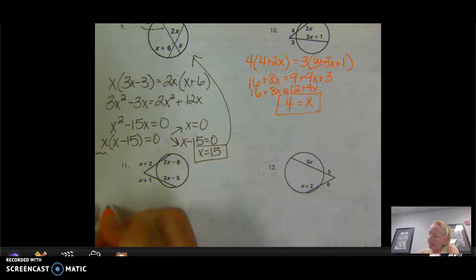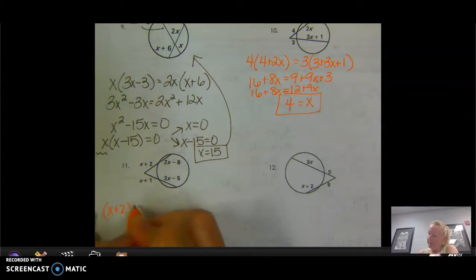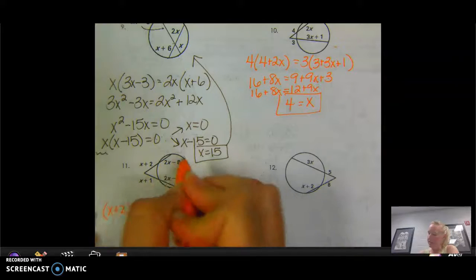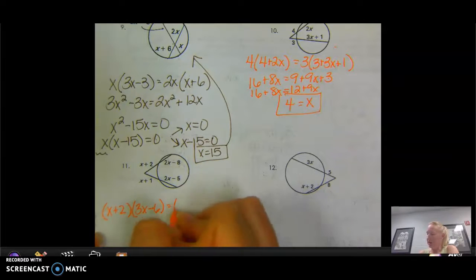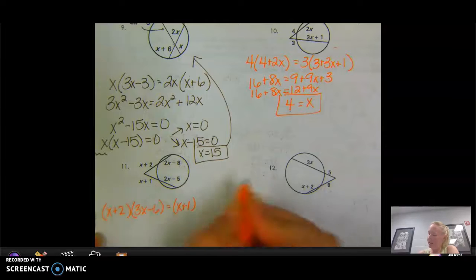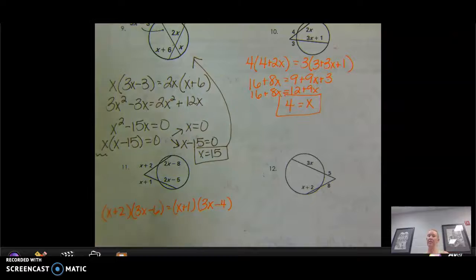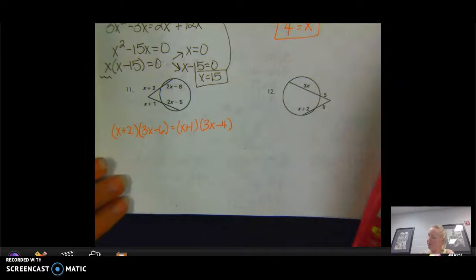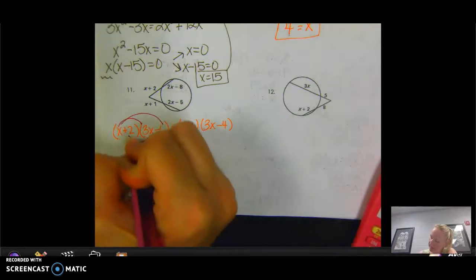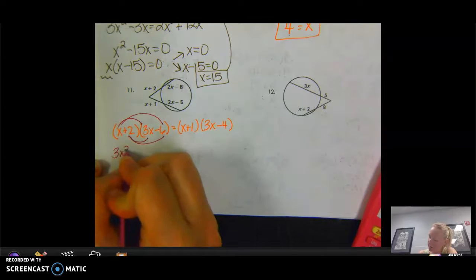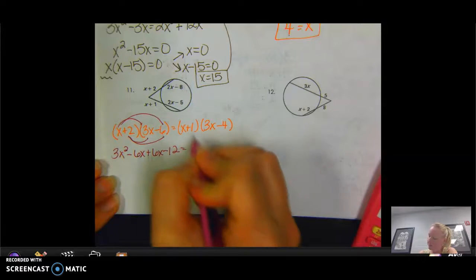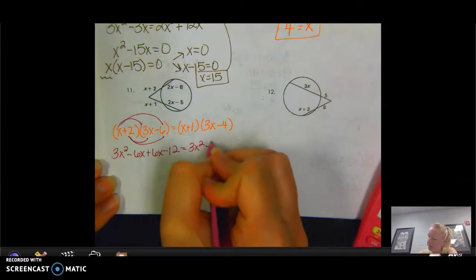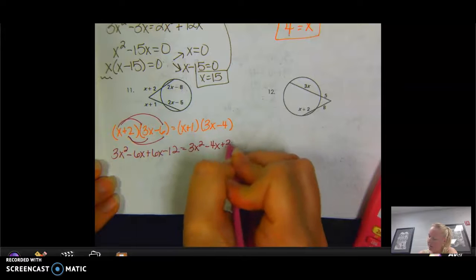All right, this piece, x plus 2 times the whole distance. I'm going to go ahead and add it as I do this. So that would be 3x minus 6. That is equal to x plus 1. And then I'm going to go ahead and add it. That gives me 3x minus 4. So first thing you need to do on this is multiply and distribute. So first, outside, inside, last. That gives me 3x squared minus 6x plus 6x minus 12 equals 3x squared minus 4x plus 3x minus 4.